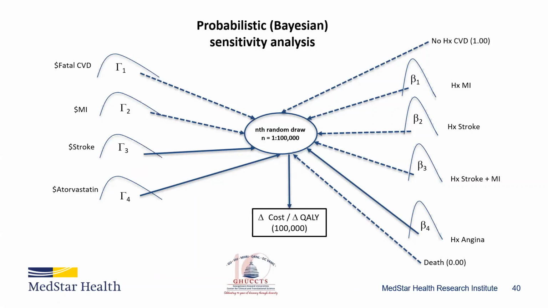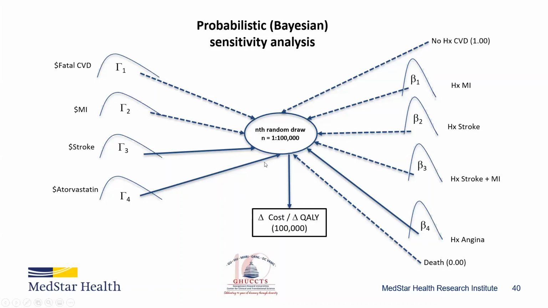But the idea is that we're going to do random draws, and we're going to do a lot of them from our different distributions here. So for example, we might have a distribution for the cost of a fatal cardiovascular event, and then a distribution for the cost of having an MI, and the cost of a stroke. Maybe we would also have a distribution for the cost of a medication. We'd probably have a lot of different distributions for different medications.